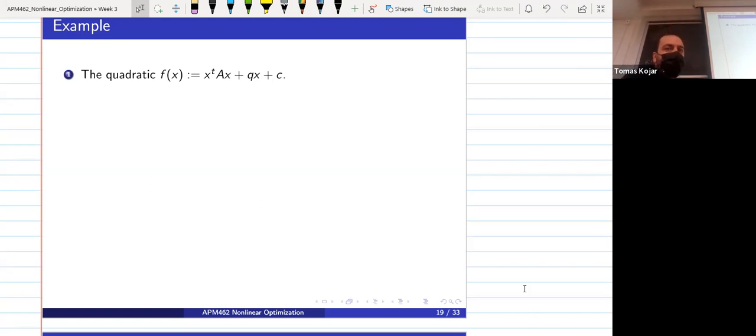Anyways, let's start with this. Can somebody tell me, the answer is very easy, so don't overthink it. Can somebody tell me what's the Hessian of F? Do not overthink it. The first thing that comes to mind.